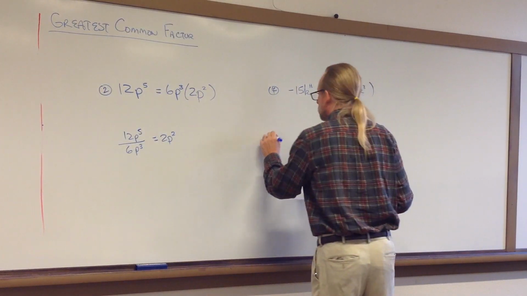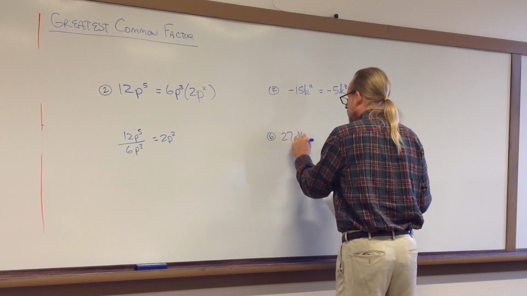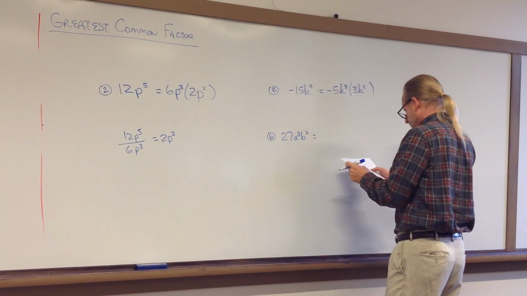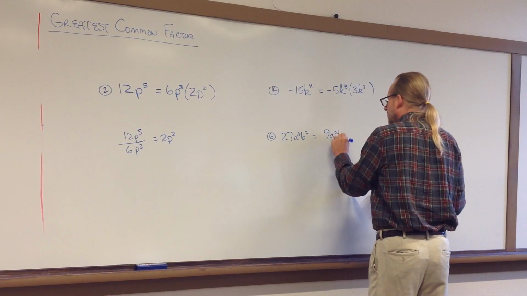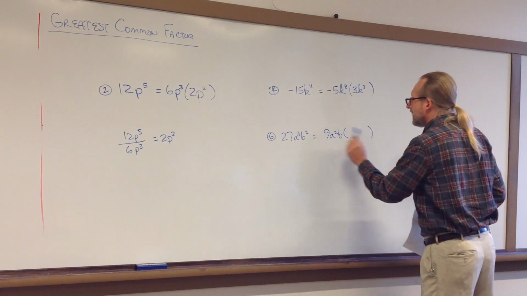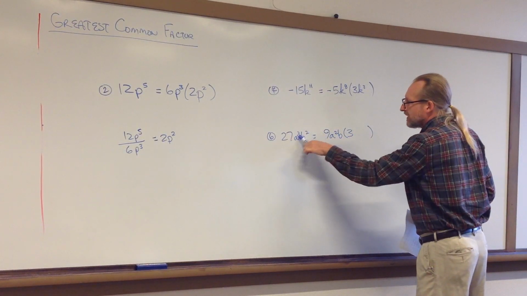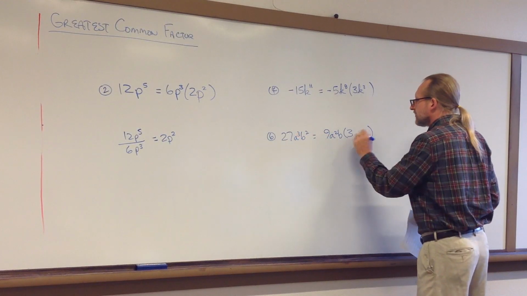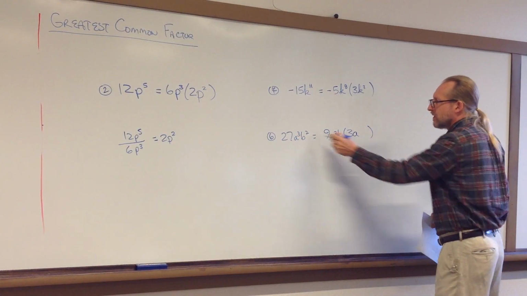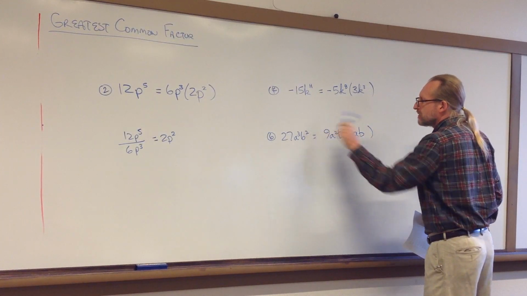Alright, problem 6. 27a cubed b squared equals 9a squared b times something. So we need to multiply the 9 by 3 to get 27. We've got a squared here and a to the 3rd there, so that means we need a to the 1st power, and same thing with the b. We need a b to the 1st power to get from b to b squared.